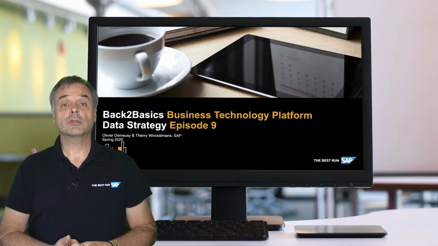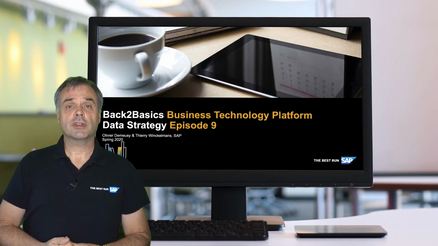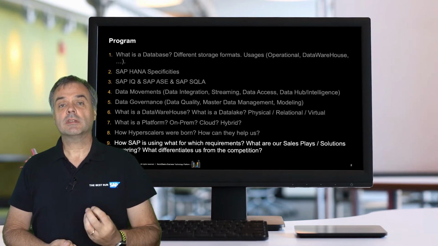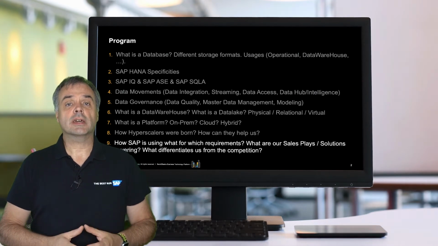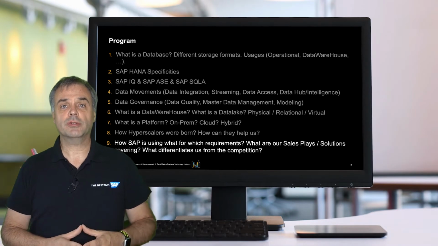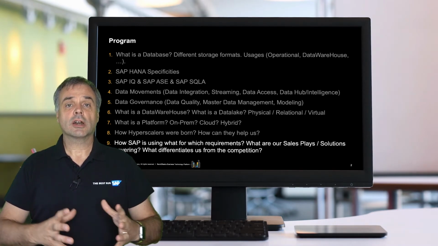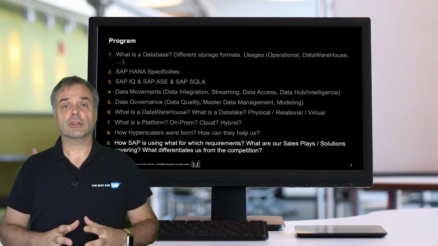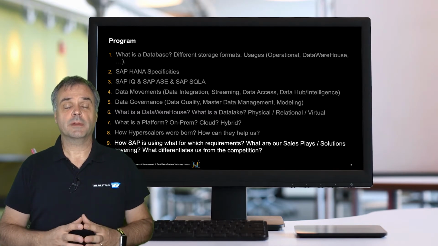Welcome to episode 9 of our series Back to Basics Business Technology Platform. Episode 9 is explaining how all the solutions we've talked about in the previous episodes, from 1 to 8, can be put together in order to bring the best results for the company.